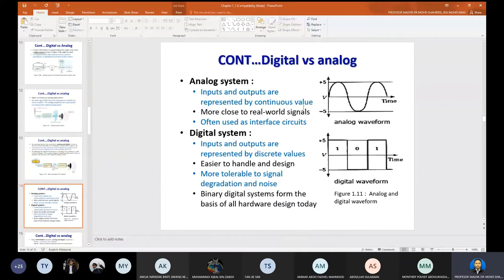Alright, and in the digital system, the input and output are represented as discrete value. That means discrete is step by step. As you can see before this, I showed the difference between the analog signal and the digital. It will increase step by step, that's why we call it discrete value. It is easier to handle and design, and more tolerable to signal degradation and noise. And the binary digital system forms the basis of all hardware design today, that I mentioned to you. So nowadays most of the hardware or most of the systems we deal with are digital. That's why we have to convert from analog into digital.